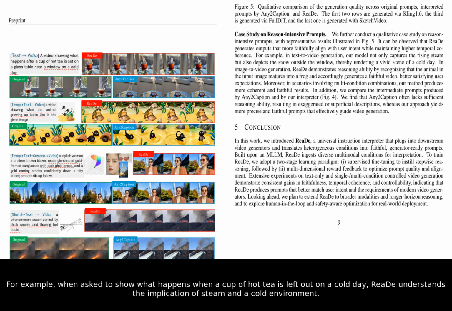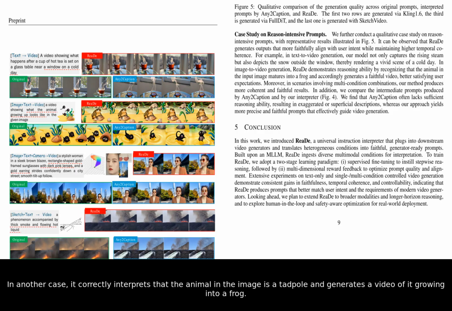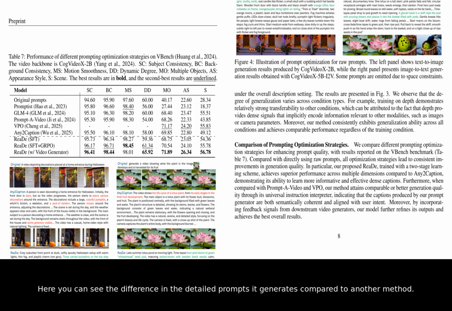For example, when asked to show what happens when a cup of hot tea is left out on a cold day, ReaDe understands the implication of steam and a cold environment. In another case, it correctly interprets that the animal in the image is a tadpole and generates a video of it growing into a frog. Here you can see the difference in the detailed prompts it generates compared to another method. ReaDe's descriptions are much richer and more imaginative, leading to better final videos.